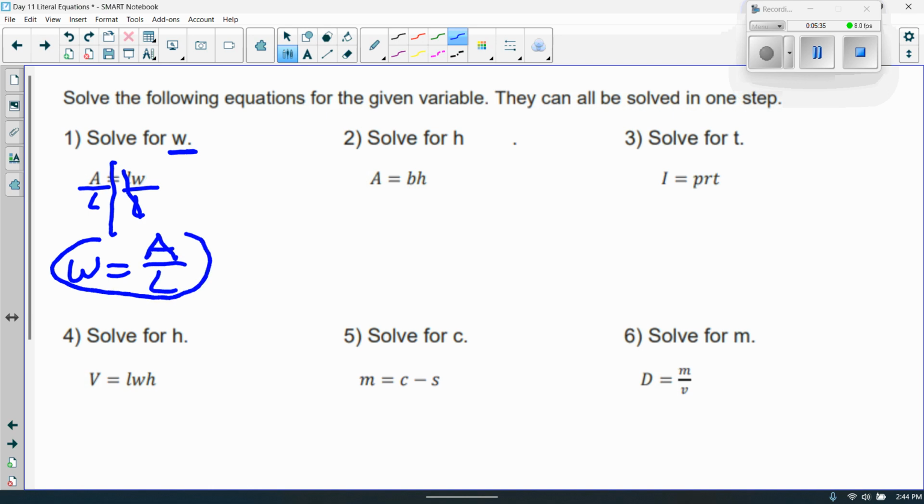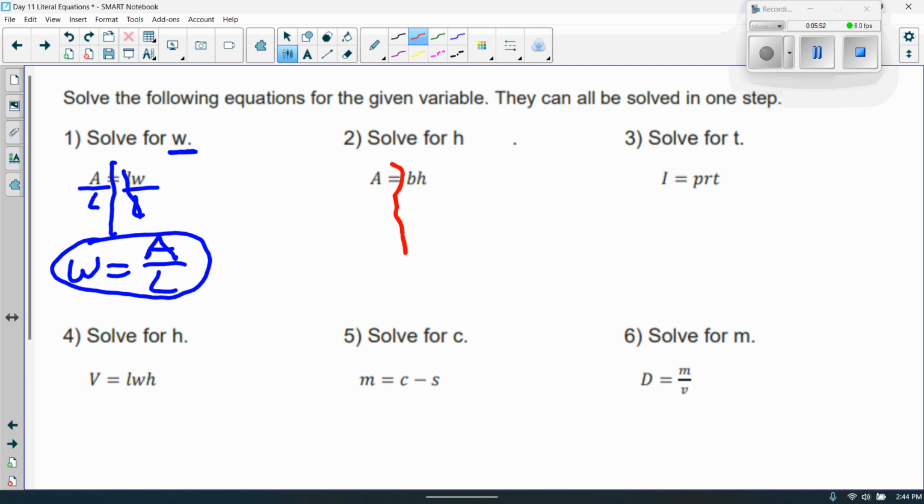And students always ask me, how do I know when I'm done? Well, it says solve for W. Is W all by itself on one side of the equal sign? If it is, then you're done. I know you expect a better answer, but there isn't any.